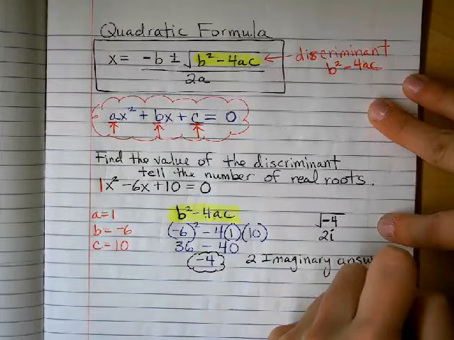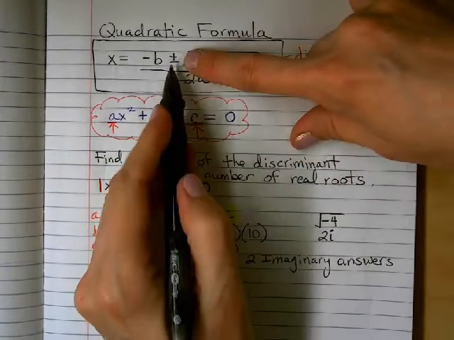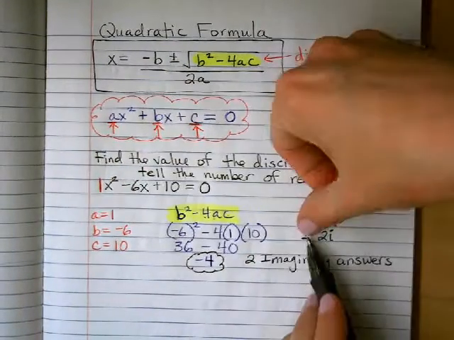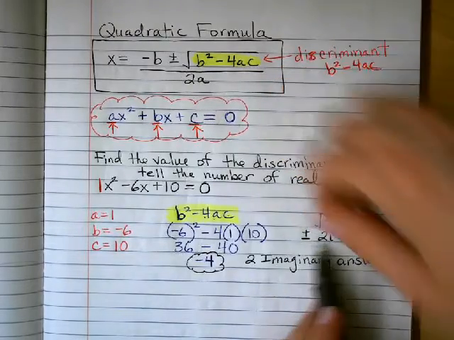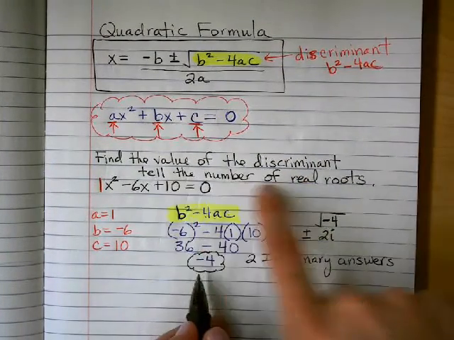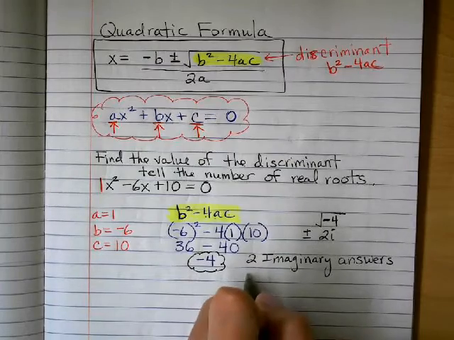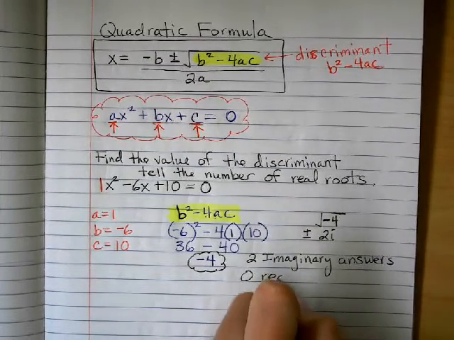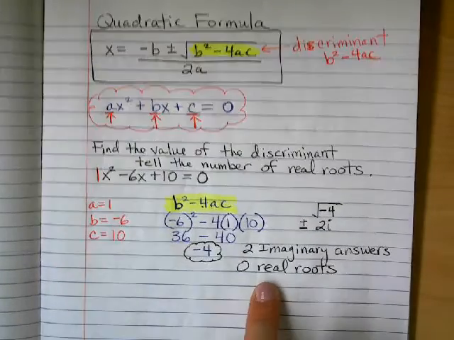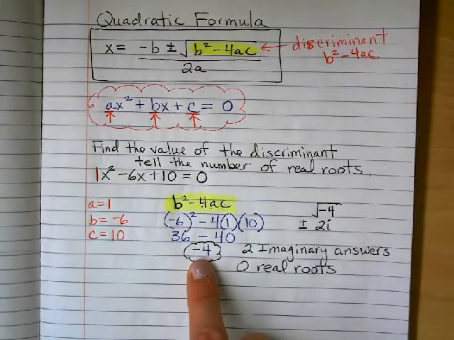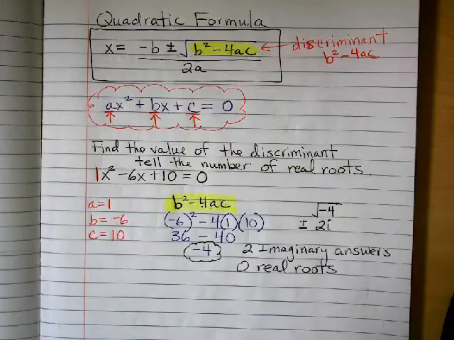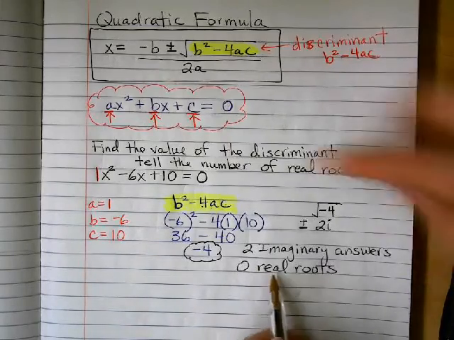Why is it 2? Because it's plus or minus the square root. The answer would be something plus 2i and something minus 2i. It gives you 2 imaginary answers. So they wanted the number of real roots. There are 0 real roots. Since I'm getting a negative, that's telling me I'm going to get imaginary answers. So the number of real roots is none.